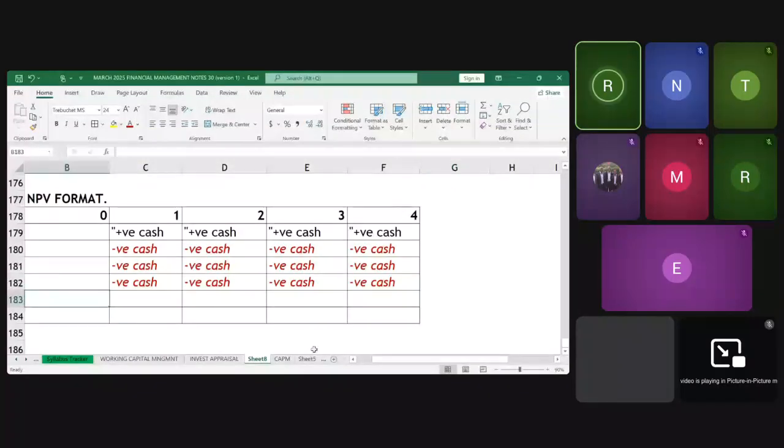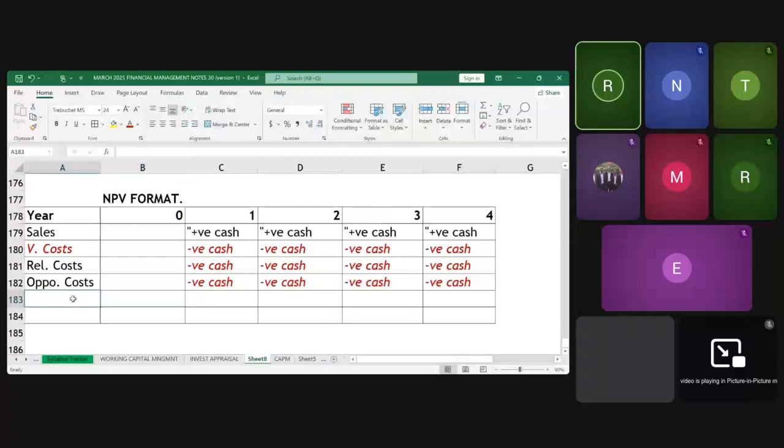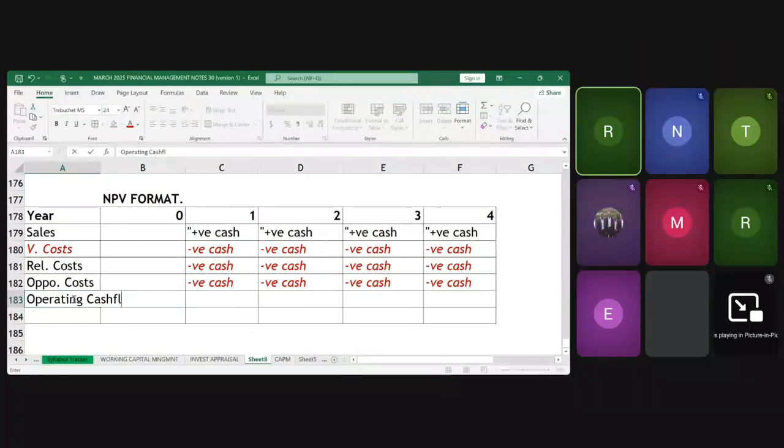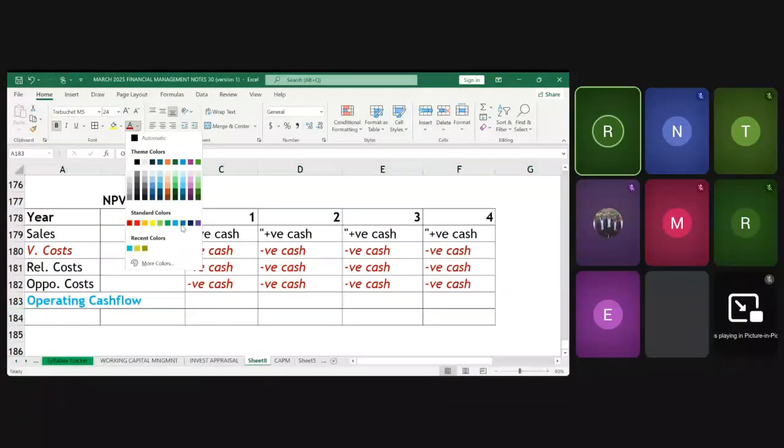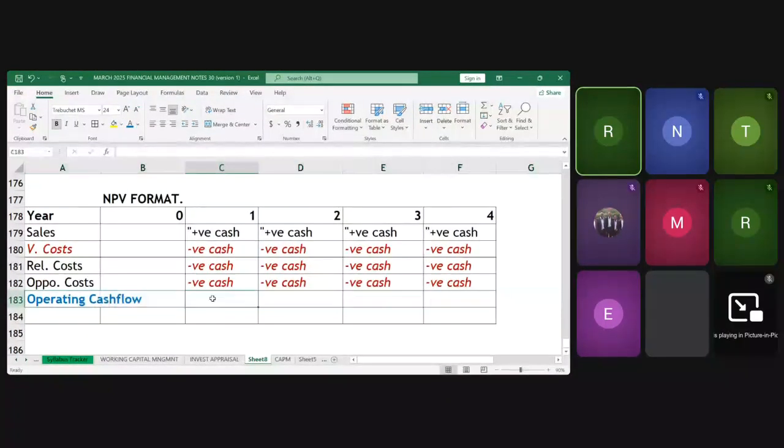Negative cash, negative cash. Then we have operating cash flow. You are going to add from sales to your opportunity cost, if there is any opportunity cost. It's not always the case that we have it, but we anticipate that most of our questions have that. So we are going to have positive cash.